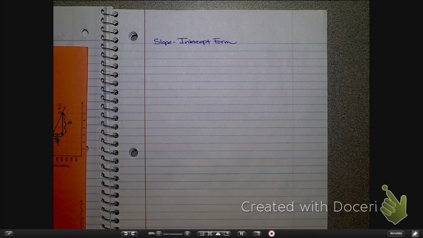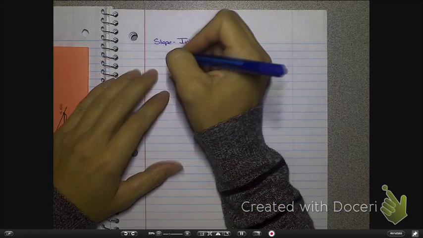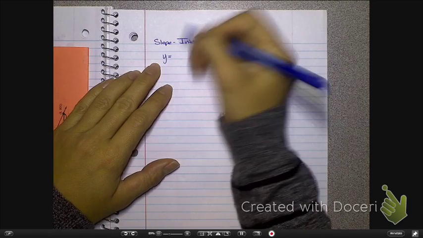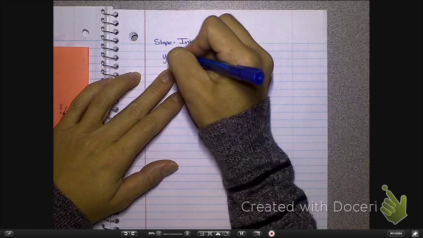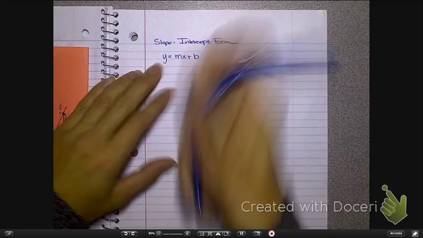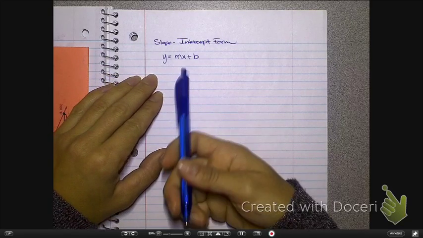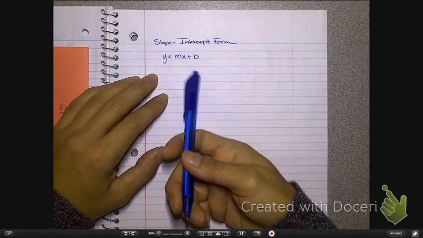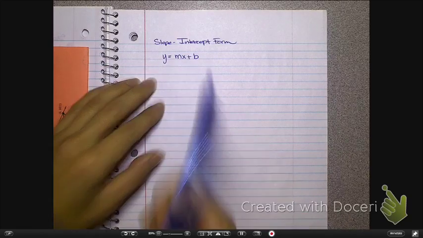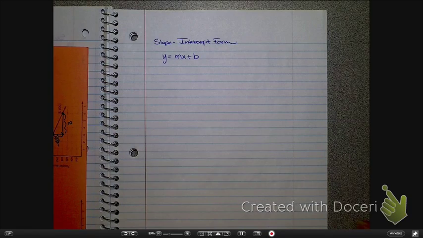Okay, so slope-intercept form. Today what we're learning about is slope-intercept form. What is slope-intercept form? Slope-intercept form is when the equation is written like this, when it's solved for y. Solve for y, the x term first, the constant next. It's in this format of y equals mx plus b.